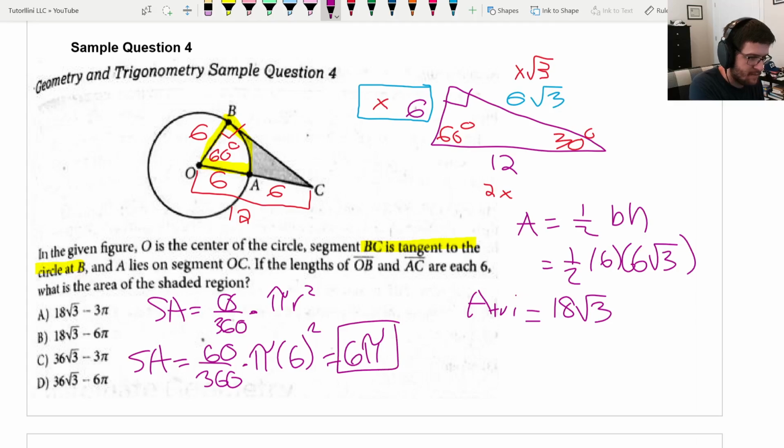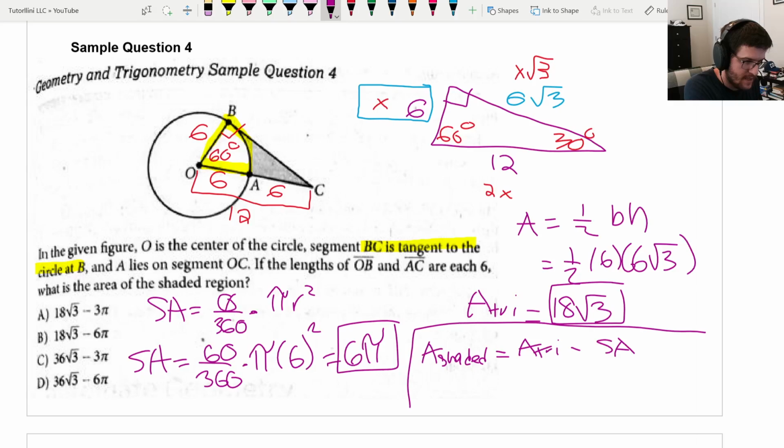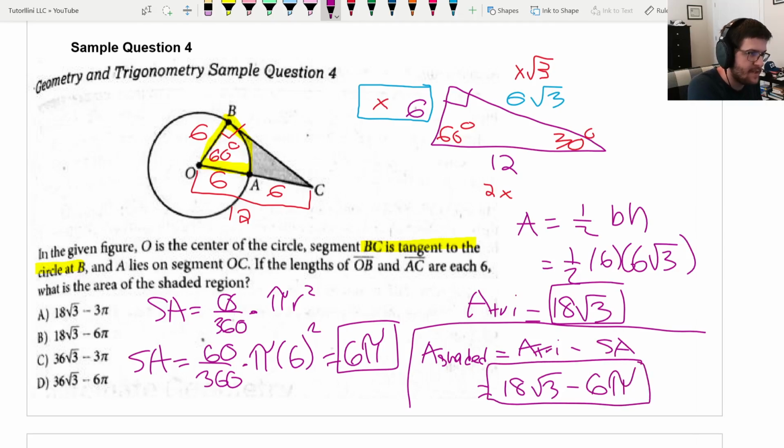So let me put a box around that. And now for our final answer. So if we want the area of that shaded region, we do the total encompassing area, which is the triangle, minus the unshaded region, which is the sector. So the shaded area is the triangle minus the sector area. And so we're going to do 18 root 3 minus 6 pi. And let's see if that's B. Wonder if that's correct. Yep, that's right.